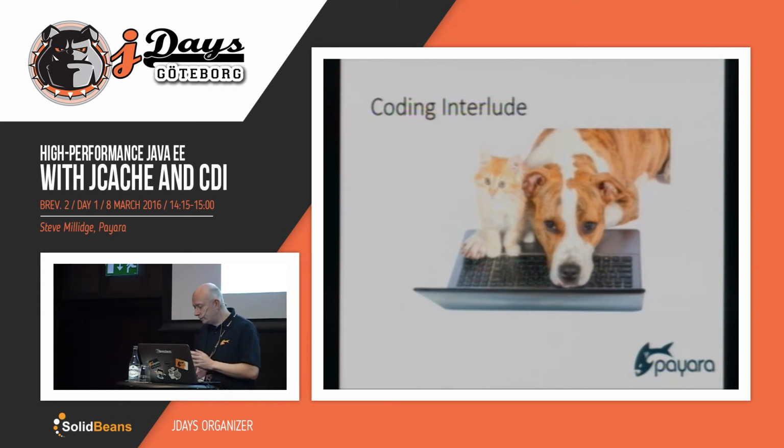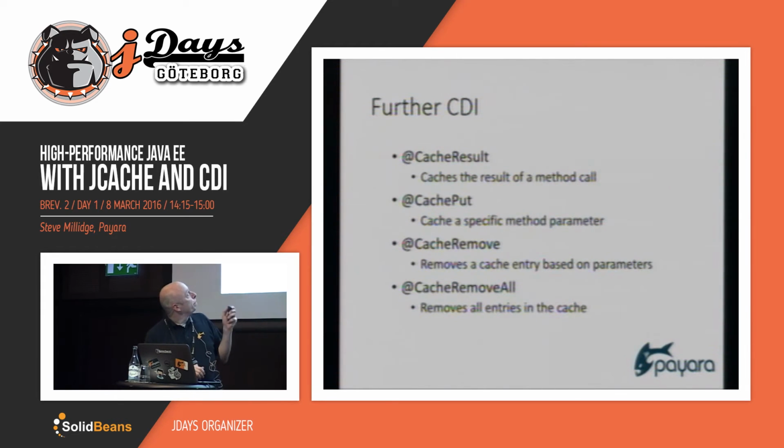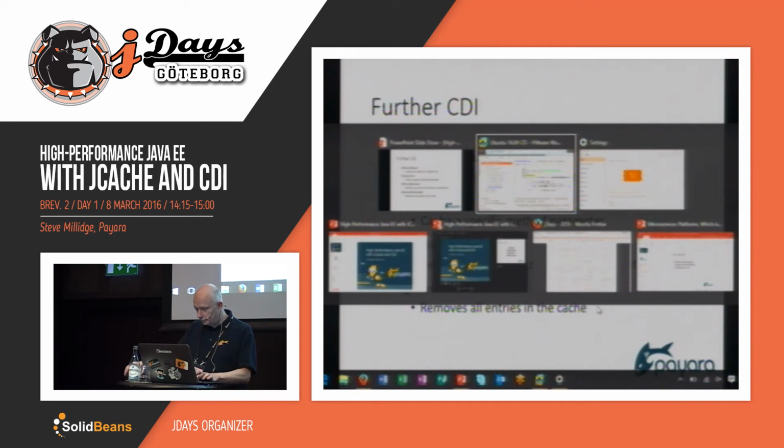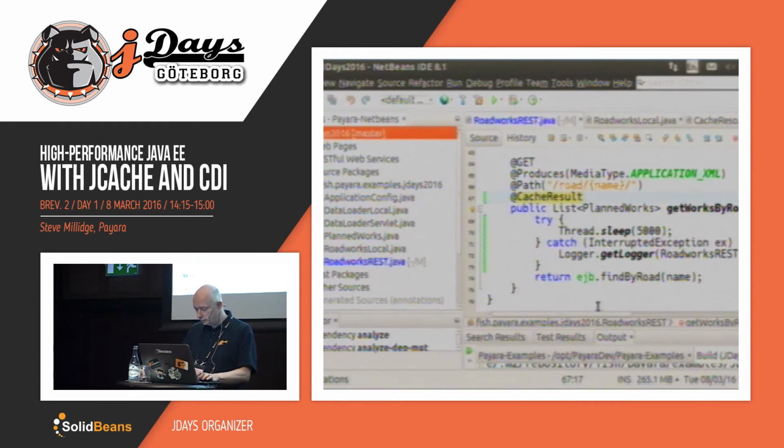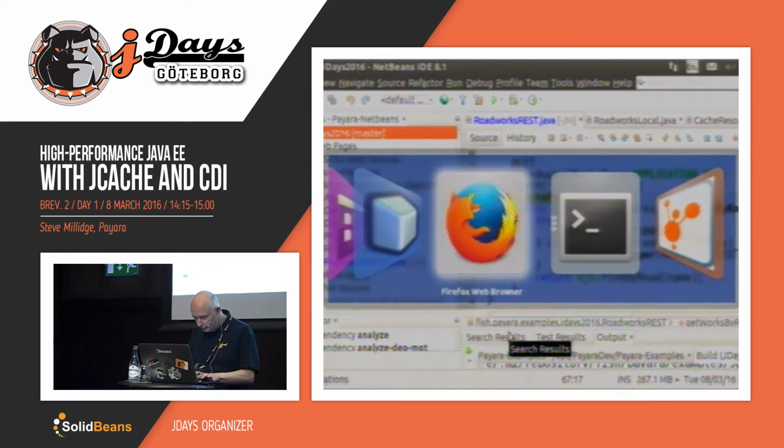So I'm going to look at a totally different thing. Basically, CDI provides all the things you could probably want to do in the simplest case with your cache. You can cache the result of a method call. You can put a specific method parameter into the cache. You can remove something from the cache, or remove all entries from the cache, just through annotations. And I've got a slightly different project to demonstrate this, which is basically showing you how you could build a distributed key value store for JSON in like no code whatsoever. Or some code, but not a lot of code.